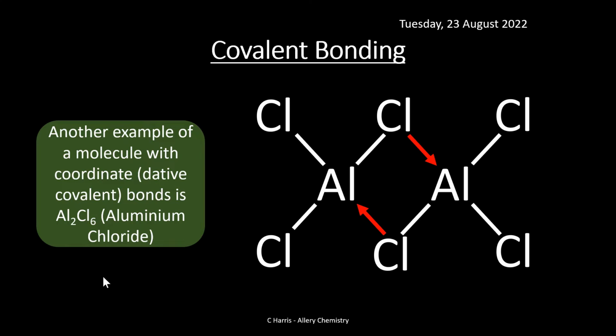So this one's aluminium chloride, and actually the formula of aluminium chloride is Al2Cl6, because this is the most stable form that it exists in. So it's not AlCl3, but it's just really here just to show you another example of that.